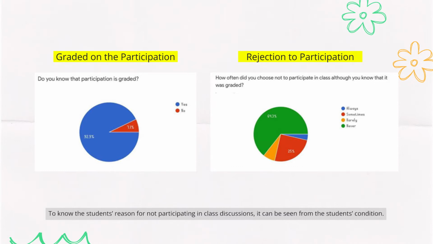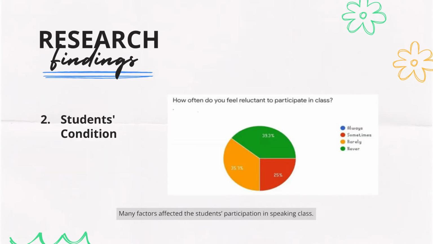To know the students' reasons for not participating in a class discussion, it can be seen from the student condition. Many factors affected the student participation in speaking class. Reluctance becomes one of the factors that affect the respondents' participation.